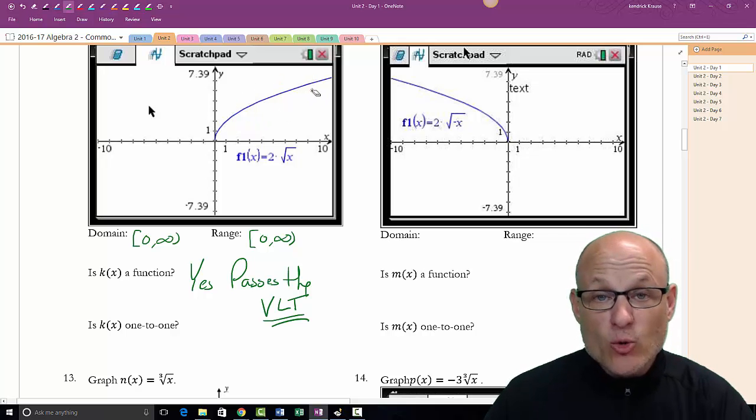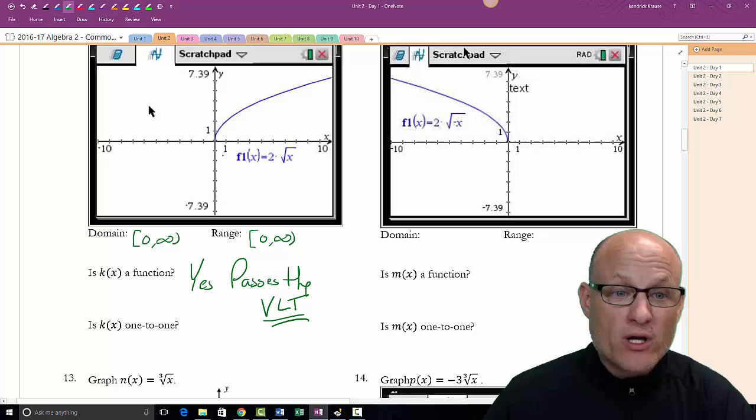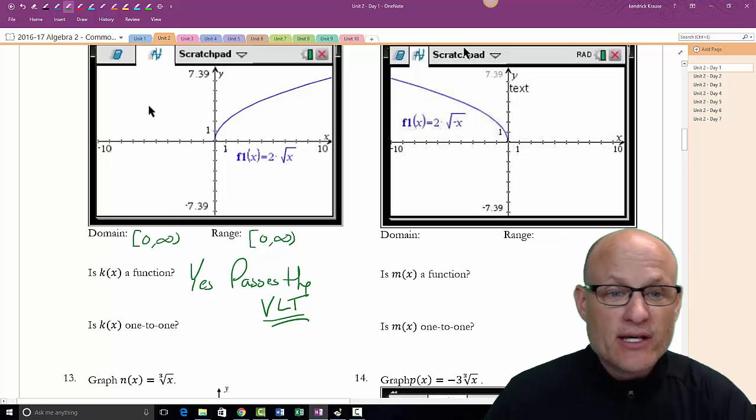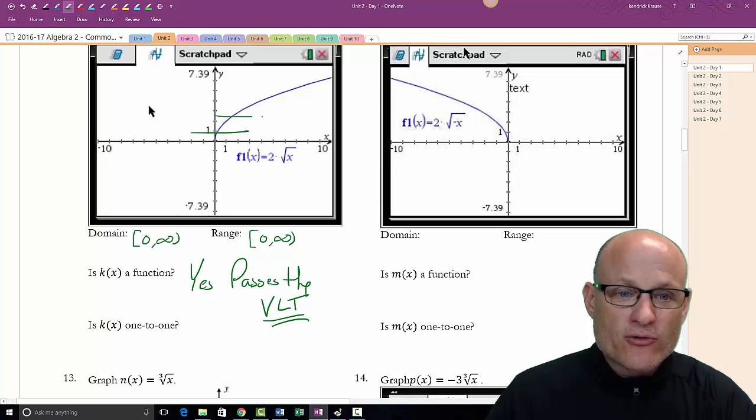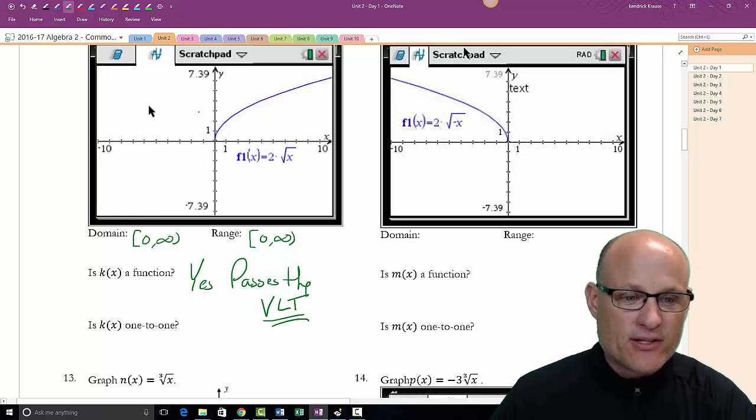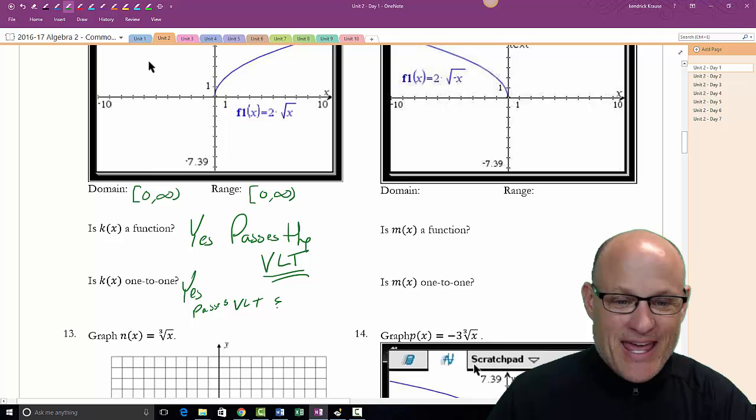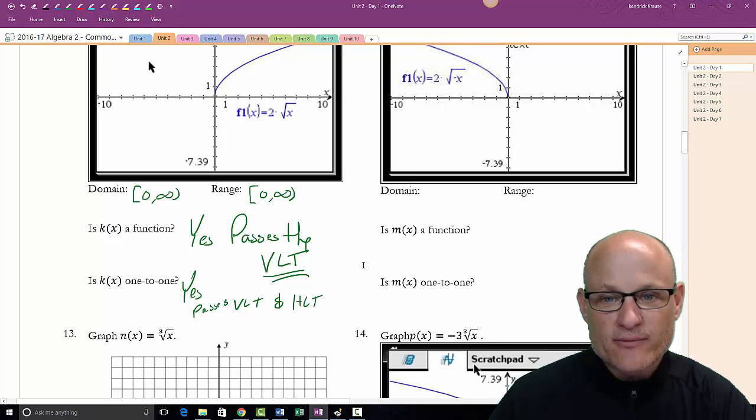Okay. Is it a one-to-one function? In order for it to be a one-to-one function, it has to be a function, which we just determined it is, and then it has to pass the horizontal line test. So in order for it to be a one-to-one function, it has to pass both the vertical and horizontal line test. So is it a one-to-one function? Yes. Passes VLT and HLT, the vertical line test and the horizontal line test.